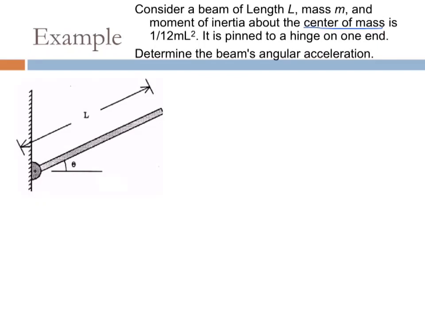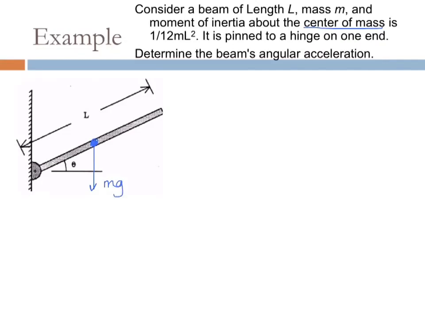So just like in forces, we're going to start off with a free body diagram and label all of the forces acting on this beam. If it's a beam of length L, mass m, that means our center of mass will be located right in the middle.